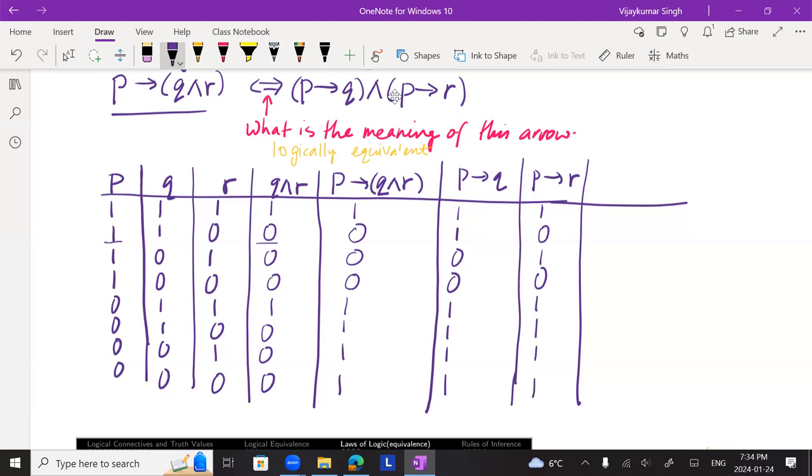Now let's look at the AND of these two, P implies Q and P implies R. So we have the AND, which gives 1, 0, 0, 0, 1, 1, 1, 1. Are these two tables the same?